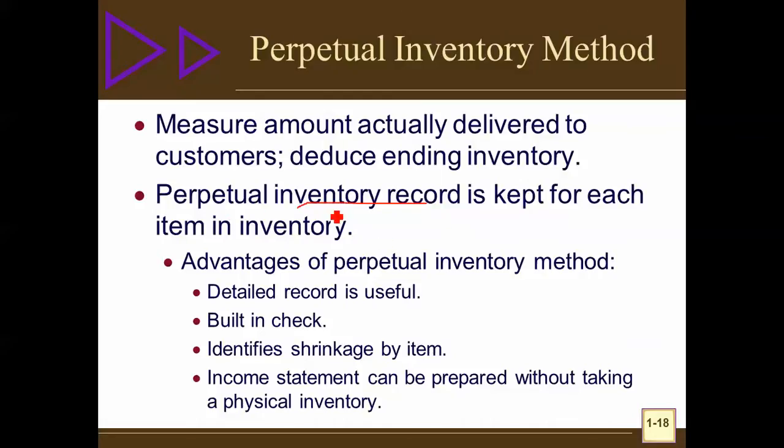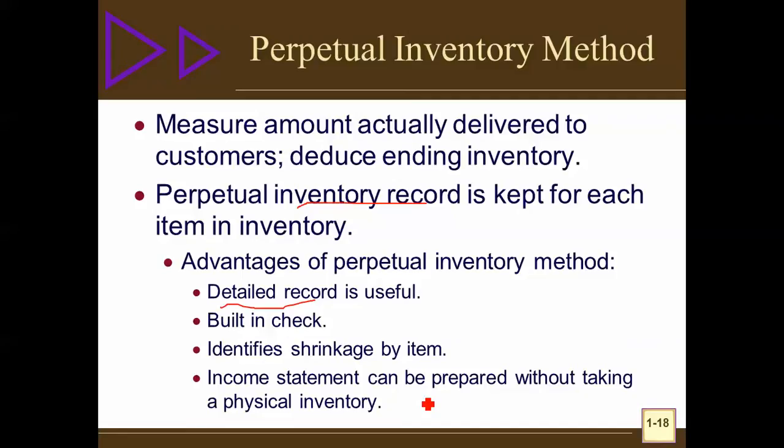So I have a record, a card for everything I have in inventory. When I sell that inventory item, I take the card out, and I know exactly what I paid for it. So I have detailed records of this. And at any time, I can tell how much I have left in ending inventory by looking at the cards I have for all the items that are not sold. So it's very easy to do the income statement if I'm on a perpetual system.